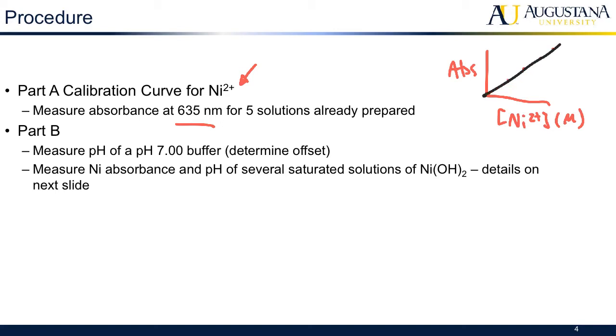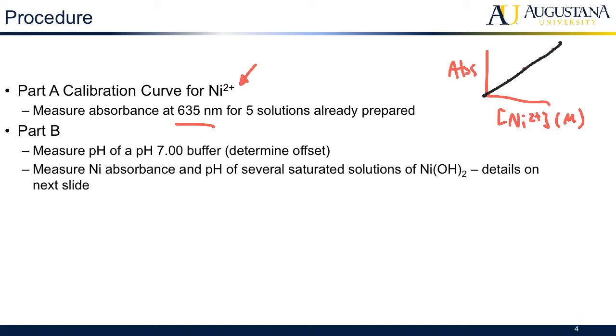You can fit a line to that, and so you can determine and have a mapping of absorption to concentration of nickel 2 plus, similar to what we do in other labs where we use colorimetry. That's the first part, to measure and determine that calibration curve. The second part, you're going to be doing a precipitation titration.